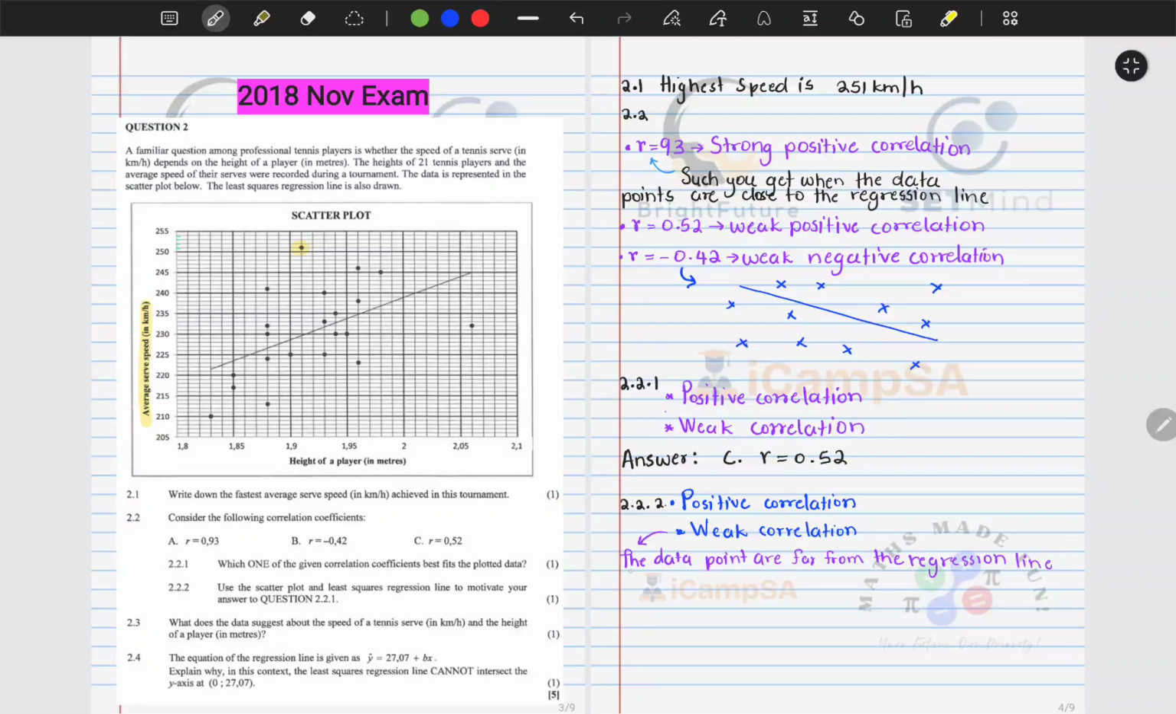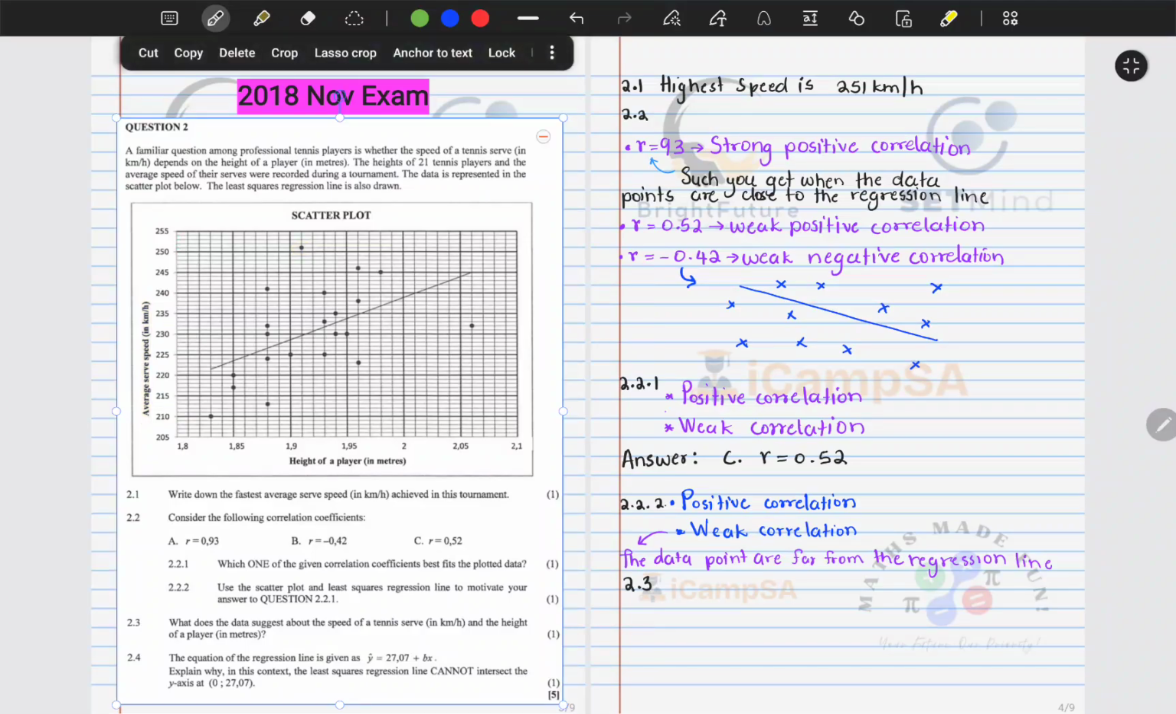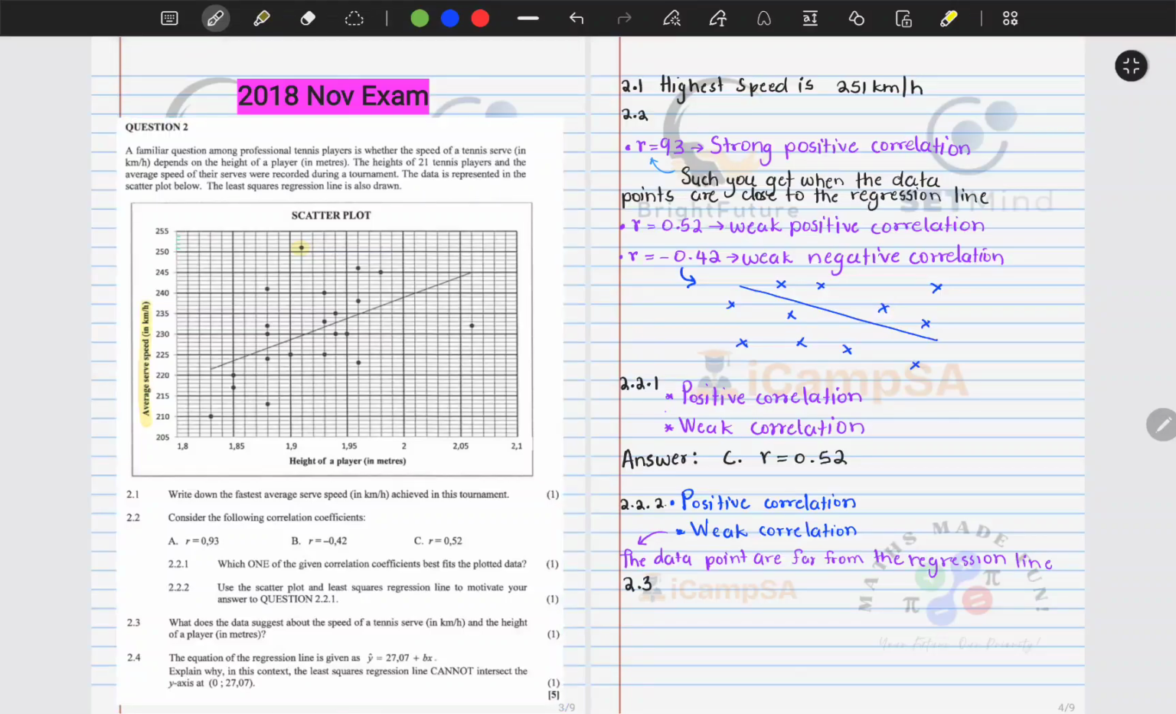Okay, guys, let's have a look at 2.3. We are asked, what does the data suggest about the speed of the tennis serve in kilometers per hour and the height of the player? If you look at the data, you'll see that it's scattered. So there's no real relationship that we can confidently say that, for example, the taller you are, the higher the speed.